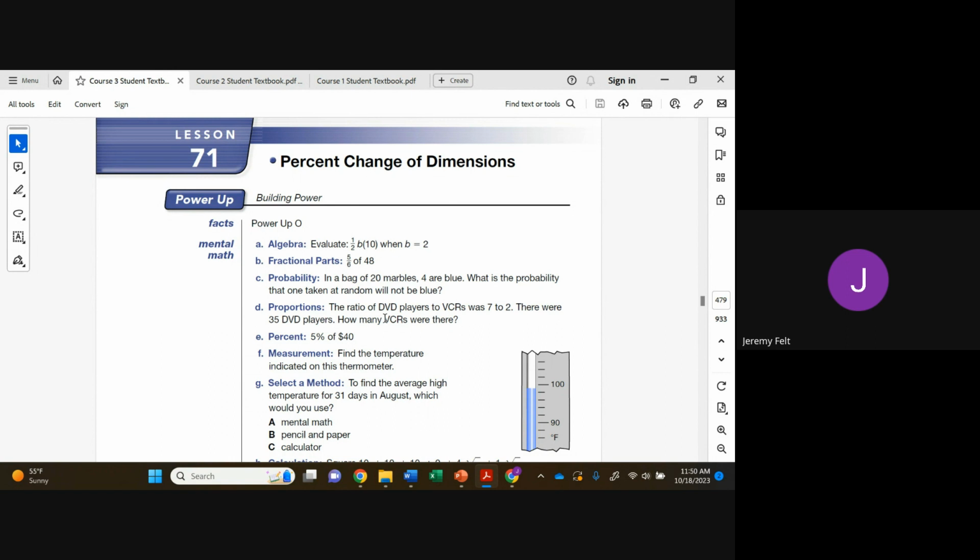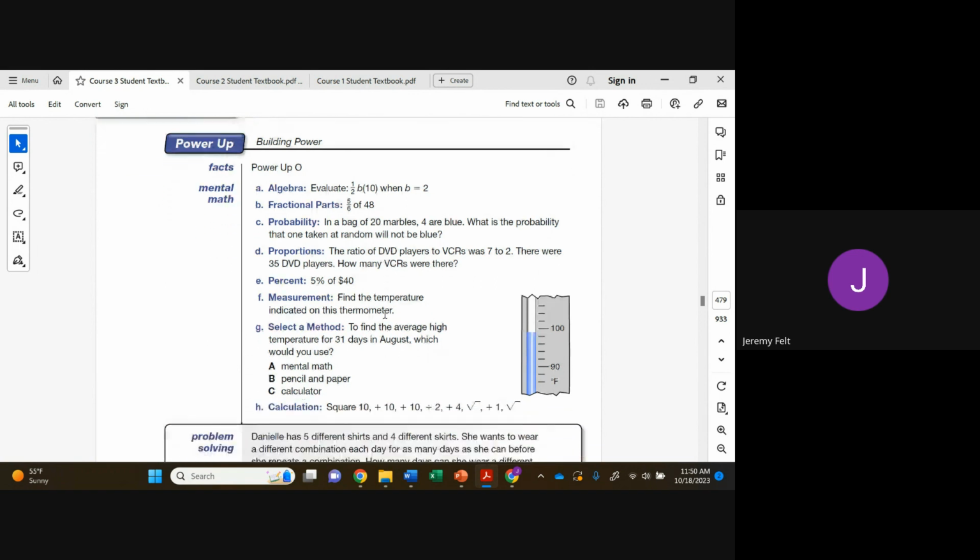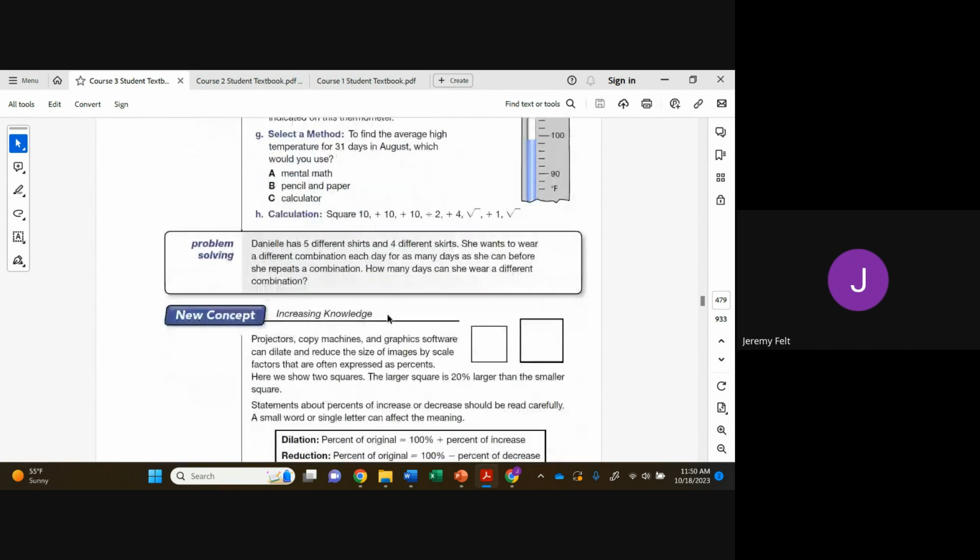So again, we've talked a little bit in the past about our scale factors, if we're talking about perimeter, area, volume, and what we need to account for. When we're doing a percent change in dimensions, just like when we're working with percents, money, or basic numbers, we're going to need to think about it in terms of either a fraction or a decimal. And we'll show you what that looks like.